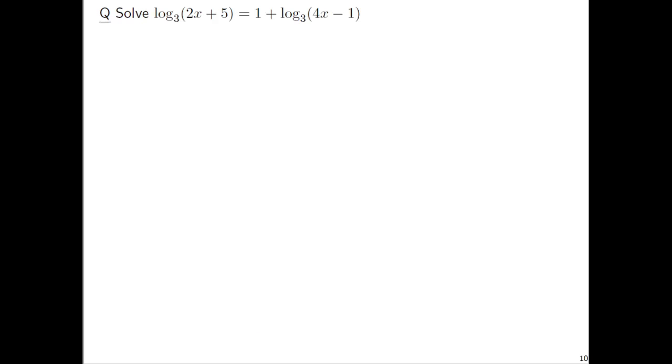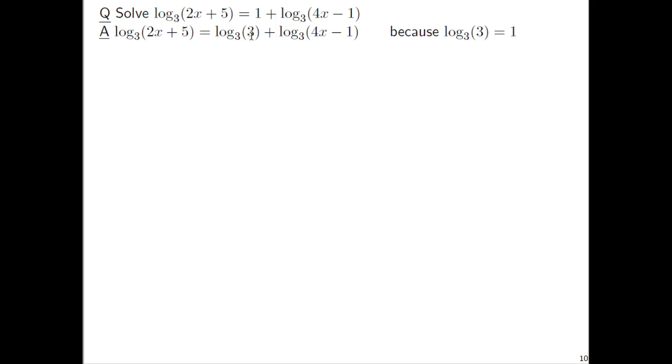Okay, let's try a more advanced problem. Let's look at log base 3 of 2x plus 5 equals 1 plus log base 3 of 4x minus 1. Now, we had previously on another day seen a question that looked like this and said, oh, we don't have any techniques to solve this kind of equation yet. But now we do.